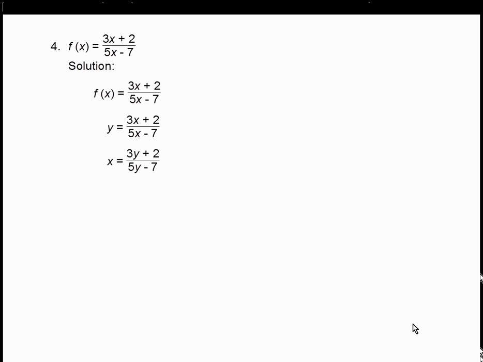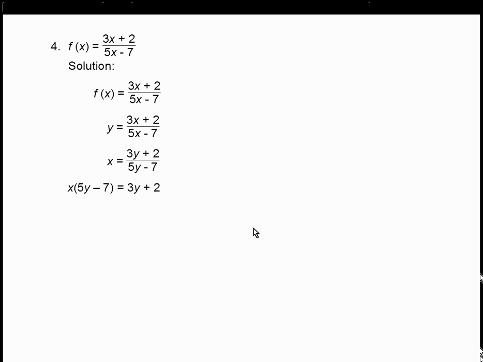This is the equation we want to solve for y. Okay, I have a fractional equation. My common denominator is 5y minus 7, so I'm going to multiply by 5y minus 7. Now some students will think of this x as x over 1 and then just cross multiply. It's the same thing. We're going to multiply both sides of the equation by 5y minus 7. So I have x times 5y minus 7 is equal to 3y plus 2.